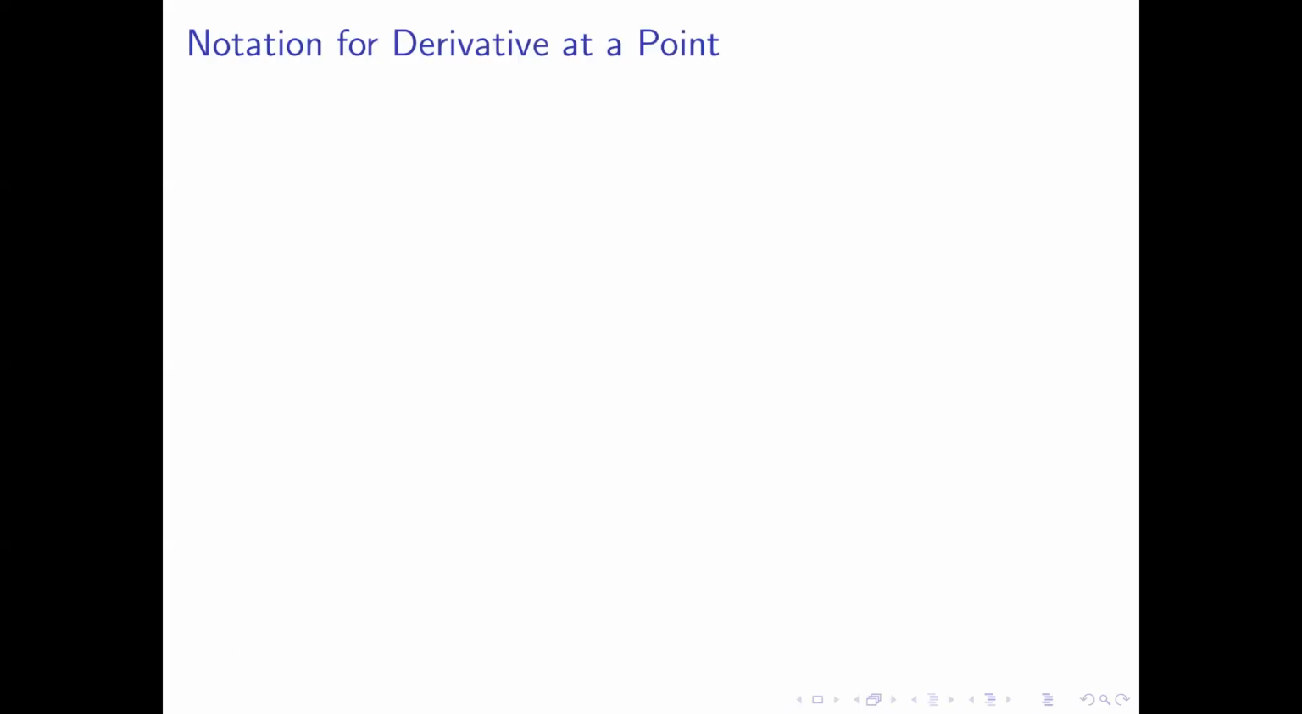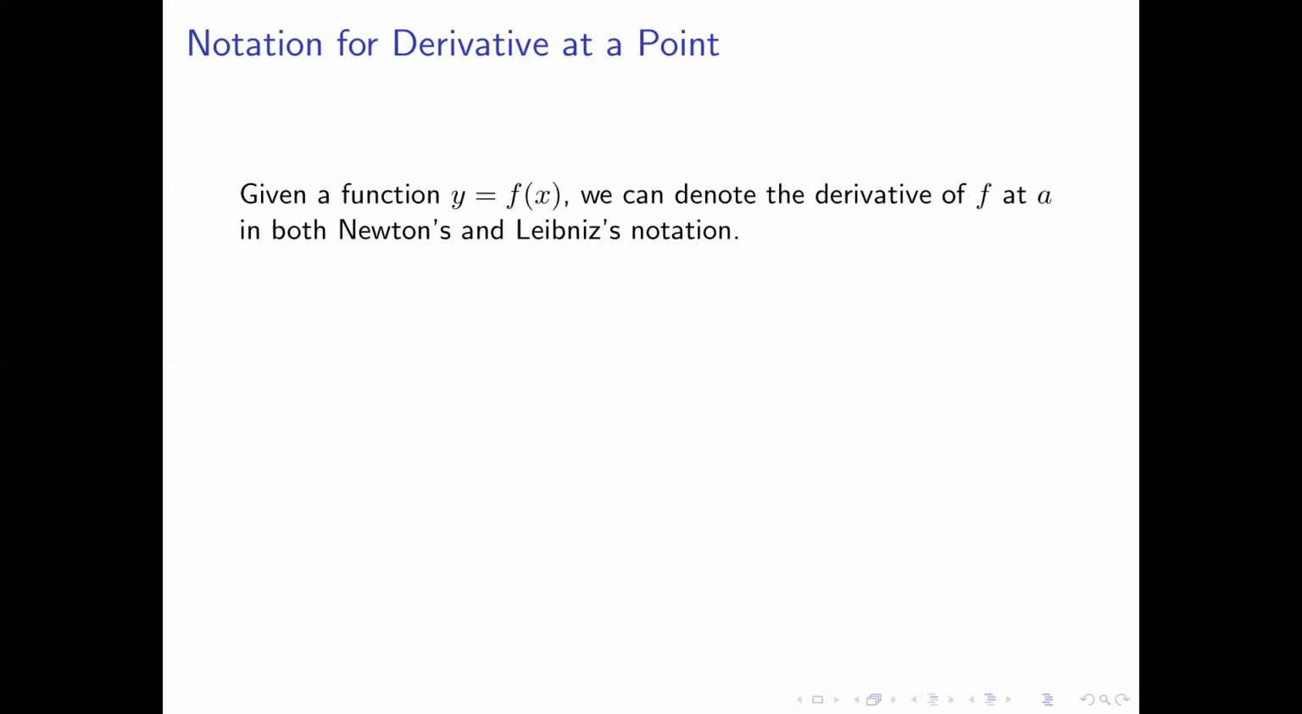When we're talking about a derivative at a particular point, we need to modify our notation for derivatives slightly. We can do this in both Newton's and Leibniz's notation. Let's say that y is equal to f of x, and we want to talk about the derivative of f at a. In Newton's notation, we just write f prime of a. f prime of x is the derivative function, and f prime of a is its value at x equals a. So that's easy enough. That's just using our usual function notation.